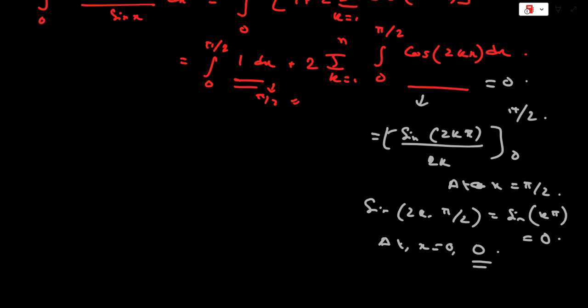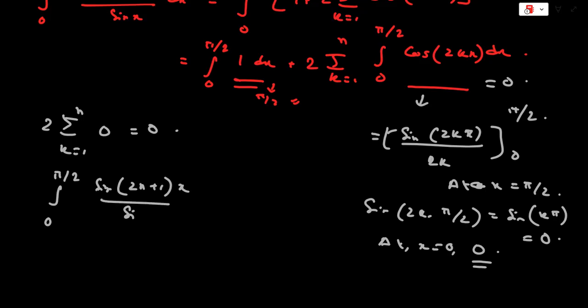Now all cosine terms vanish. So 2 times the summation of k equal to 1 to n of 0 is 0. So the final answer will be what? The integral from 0 to pi by 2 of sin((2n+1)x) by sin x dx is basically equal to pi by 2. Proved. And no matter how large n is, the integral does not change. It always stays at pi by 2.